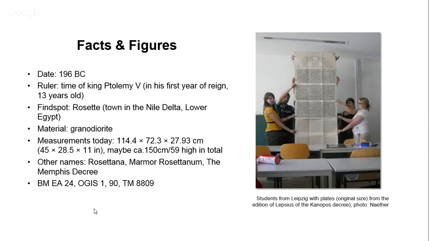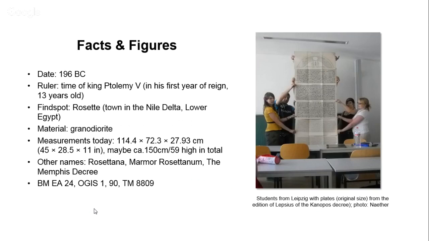Some facts and figures: it was drawn up in the year 196 BC in the first year of King Ptolemy V. He was very young at the time, 13 years only, so you can actually think who was doing politics at the time. It was definitely not that teenager. And the stone was found in Rosetta, a town in the east of the Nile Delta in Lower Egypt. The material is very peculiar. It's granodiorite. It's a very hard and shiny material, which was used a couple of times for decrees of that kind. And if it had been complete, it might have been about 1.50 meters in height.